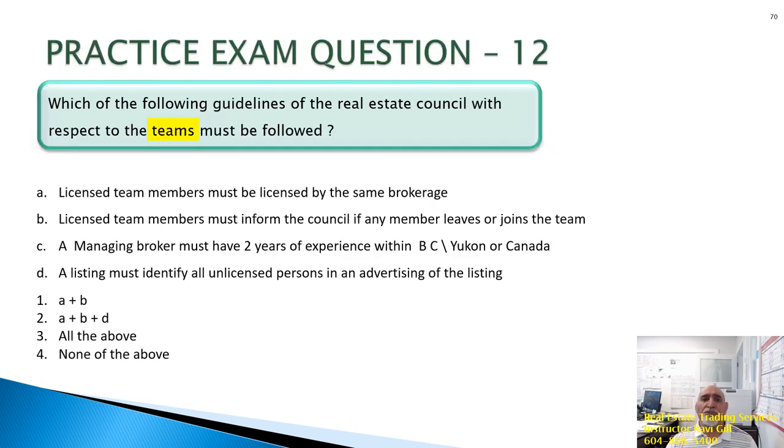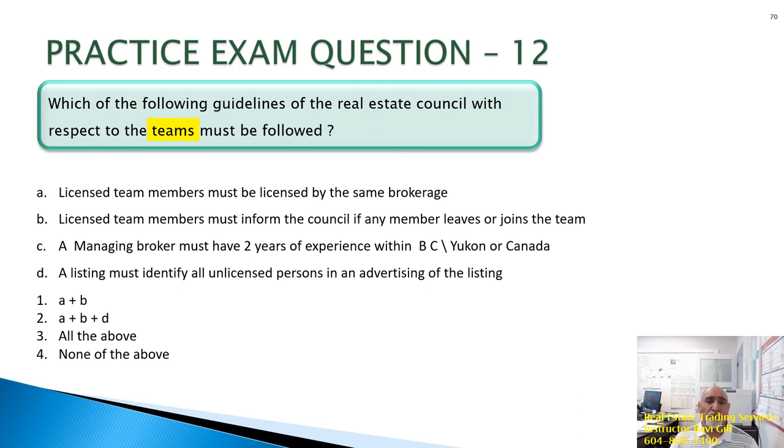Okay, practice question 12. Which of the following guidelines of the Real Estate Council with respect to the teams must be followed? Okay, guidelines set by the council regarding teams. Be careful again. Sometimes the statements are true, but nothing to do with the teams. Licensed team members must be licensed by the same brokerage. That is a true statement. Licensed team members must inform the council if any member leaves or joins. That is a true statement regarding teams.